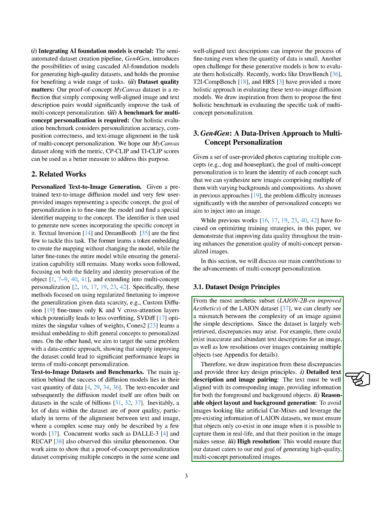First, we ensure that each image is paired with a detailed text description that accurately reflects both the foreground and background objects. Second, we focus on creating images where the object's layout and the background are realistic, avoiding artificial-looking compositions. Lastly, we prioritize high resolution to ensure the generation of high-quality, multi-concept personalized images.